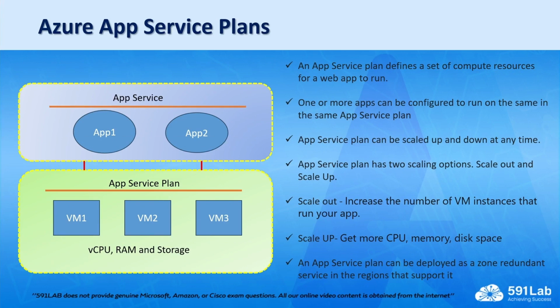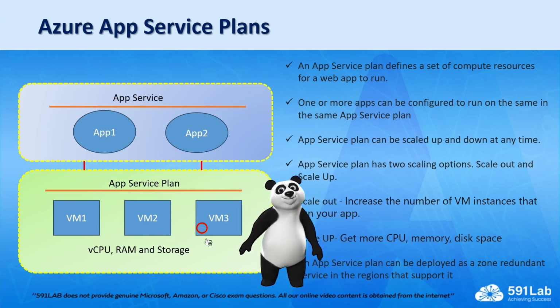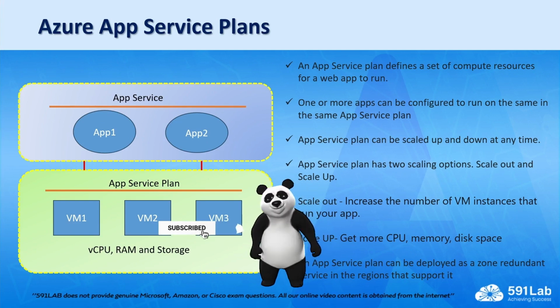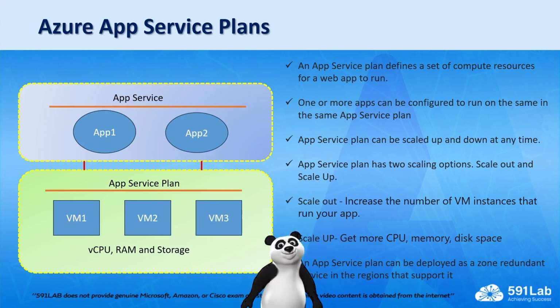An app service plan defines a set of compute resources for a web app to run. One or more apps can be configured to run on the same app service plan. An app service plan can be scaled up and down at any time. It has two scaling options: scale out and scale up.